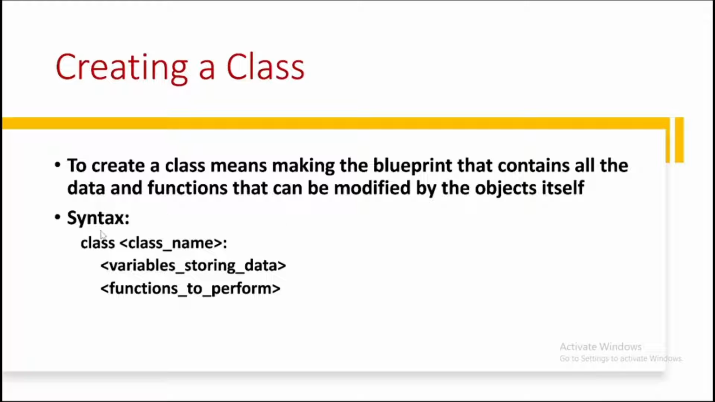So the syntax for it is class. We give the class name, which should be in camel case most of the time, and then we give all the variables that are there and also the functions. If you remember, last class we had learned about functions. I had told you that we use def to define a function, so we'll be using that inside this class. That function can only be used by this class. We cannot use it outside the class.